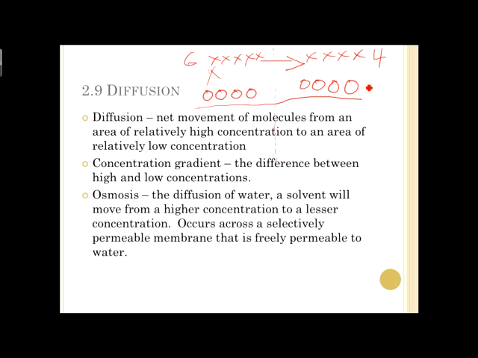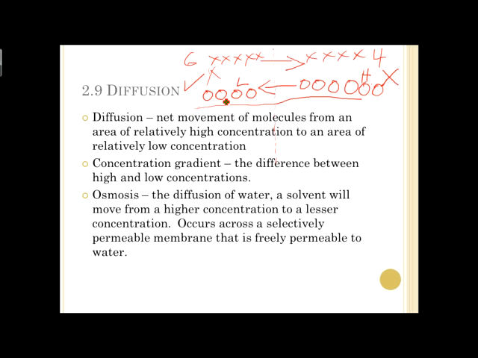Now, again, this is nothing more than the movement from a higher concentration to a lower concentration. So whenever we take a look at the water's perspective, the water is going to want to move this way. Now, here's the reason why. One, there's more water on this side than there is on this side. So the water is going to move from an area of higher concentration to an area of lower concentration.